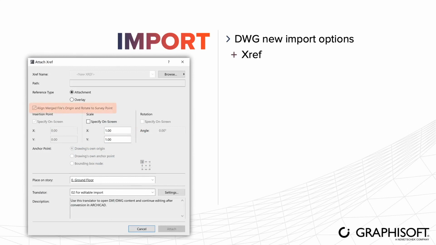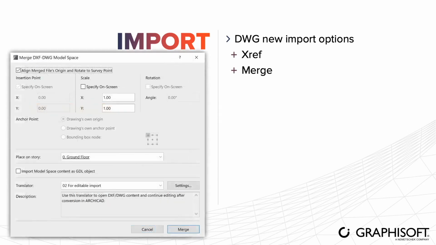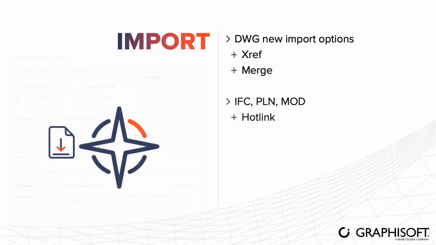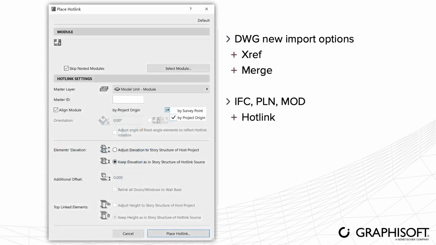If we attach as an XREF, we can now check the Align Merge Files Origin and Rotate to Survey Point setting so that the imported drawing will be aligned with the survey point in Archicad. If we merge the file, a similar option is available with similar effect. When we are importing an IFC, PLN, or MOD files, we've introduced a new option for hot linking these formats.